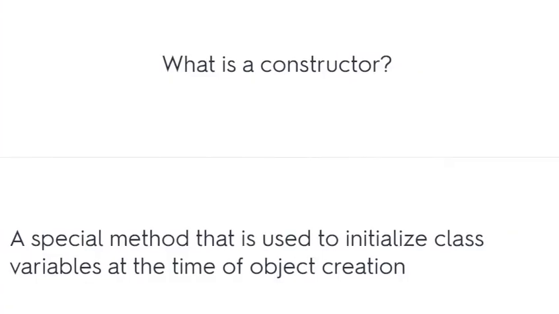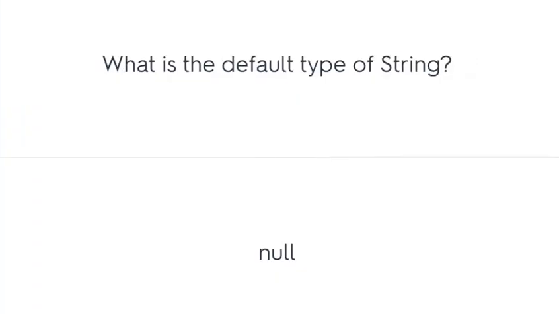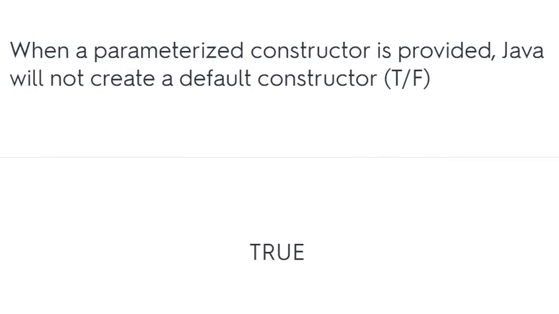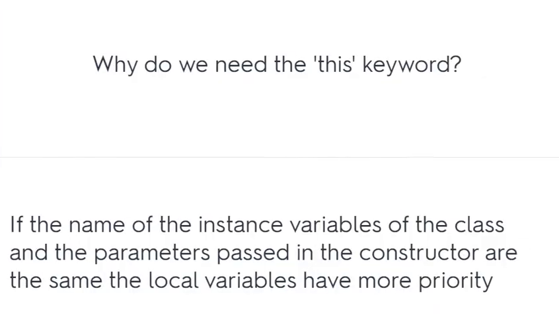What is a constructor? A special method that is used to initialize class variables at the time of object creation. What is the default type of string? Null. When a parameterized constructor is provided, Java will not create a default constructor. True. Why do we need this keyword?